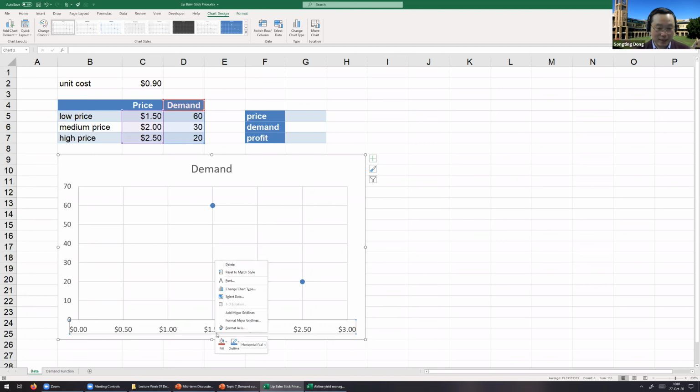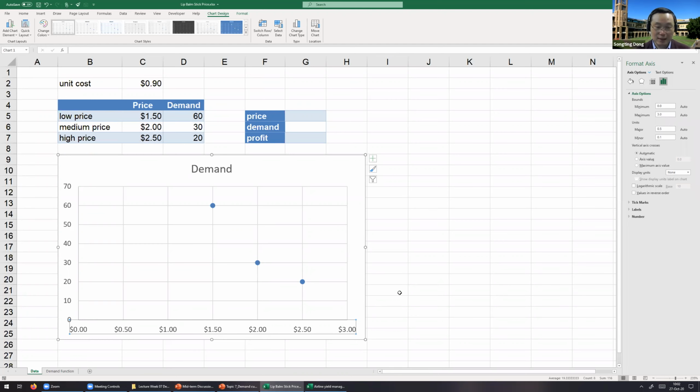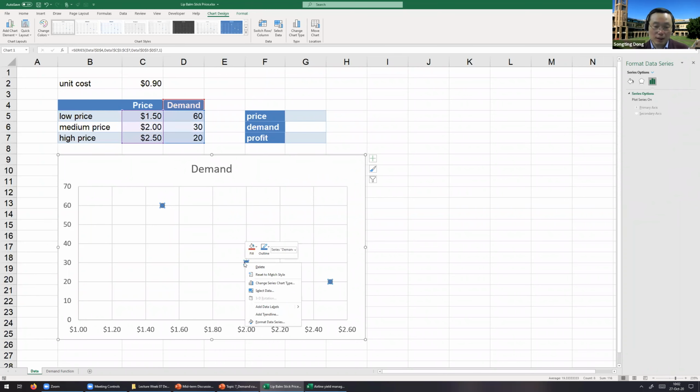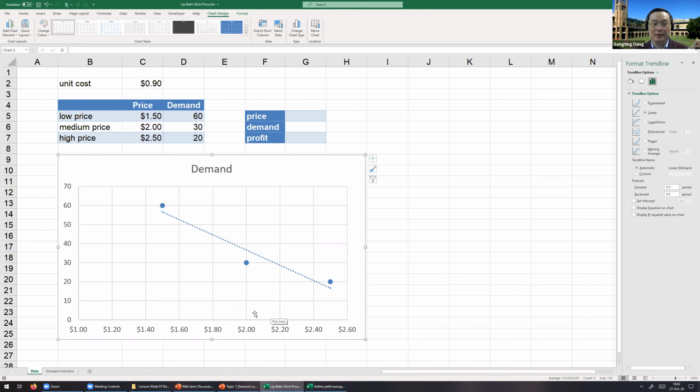So let's make it a little bit easier to look at. Minimum, let's say $1, so a bit in the center. Now we want to add a trend line. Right click on the data point, add a trend line. This trend line will show us how demand changes when we change price.